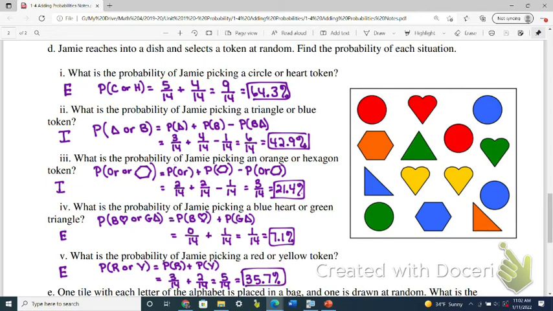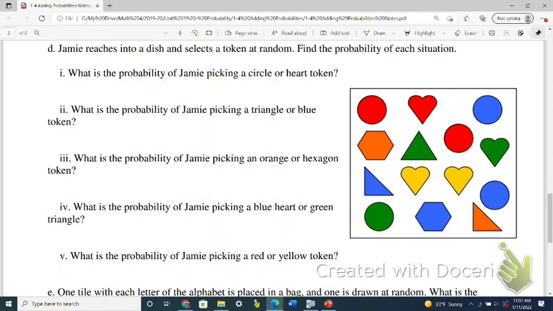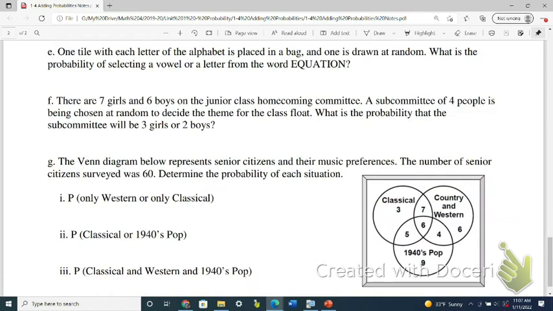Let's look at the last few problems. E says 1 tile with each letter of the alphabet is placed in a bag and 1 is drawn at random. What is the probability of selecting a vowel or a letter from the word equation? So first of all, we have to decide, is there a vowel that is also in the word equation? Yes, there is. Therefore, these are inclusive events.